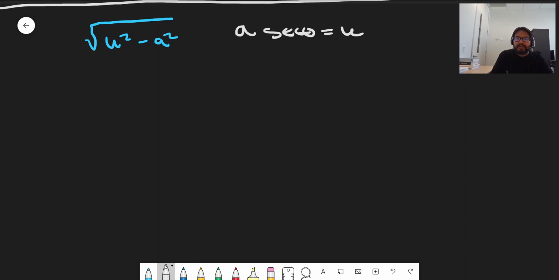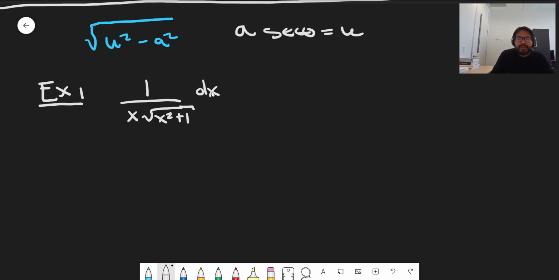Now, how we can see that is perhaps like in an example. So let's say that we look at an example which takes, okay, so let's say that we have 1 divided by x times the square root of x squared plus 1, and then this is dx, and then we're integrating this.